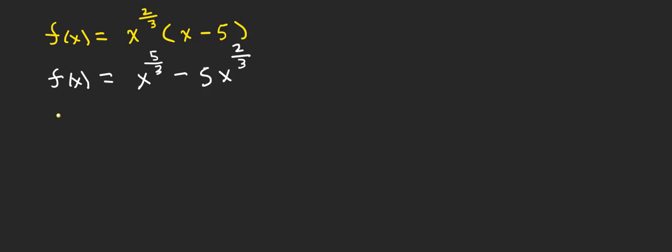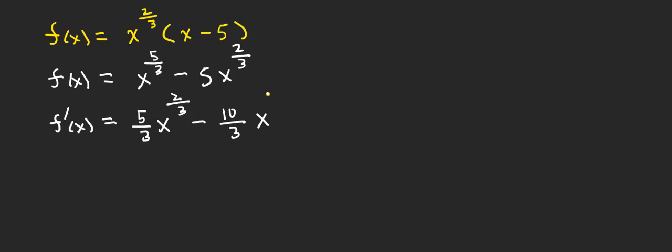Now I'm going to take the derivative. So I'm going to get 5/3 x to the 2/3 minus 2/3 times 5, which is going to be 10/3 x to the negative 1/3.